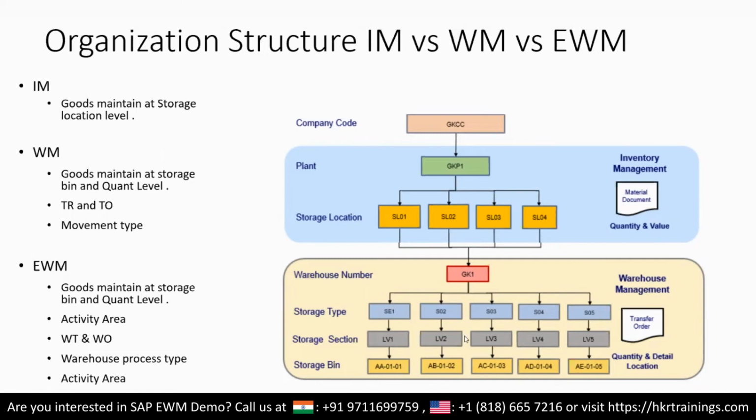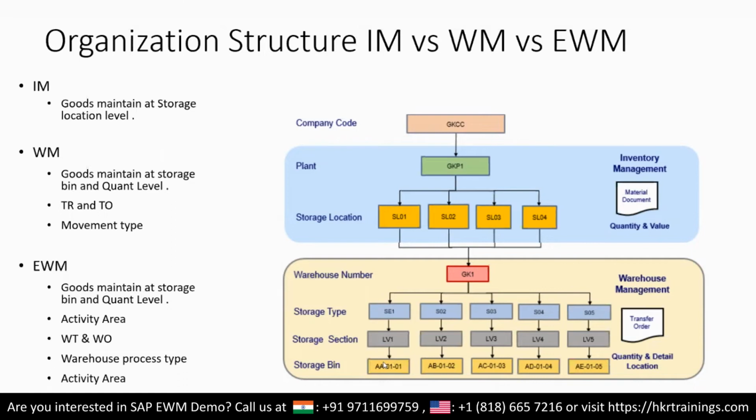And within the sections we have the storage bins, as I've shown you in the previous figures, where we place the material, in handling units also, that is the wooden boxes where we are placing the material. So this is the difference between IM and WM.